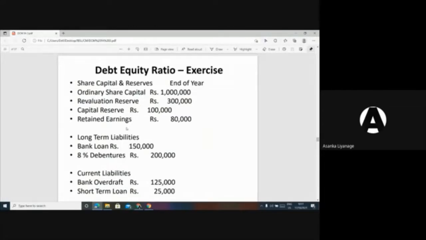Right. Then your total debts, that is long-term and short-term, you have to take into account the current liability, bank overdraft and short-term loan 25,000. Altogether 150,000 short-term, and long-term you have 350, that is altogether 500,000 total debt. Total debt capital is 500,000.